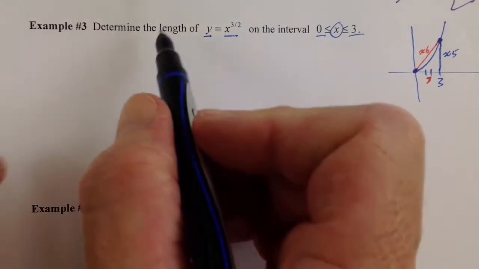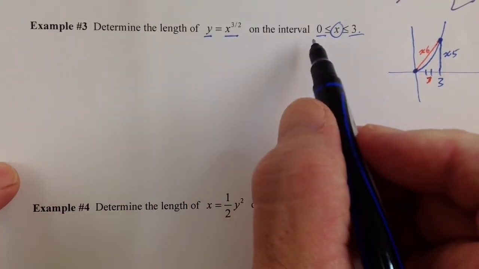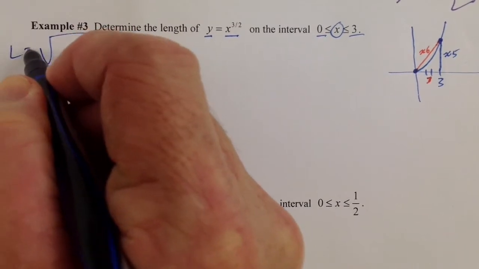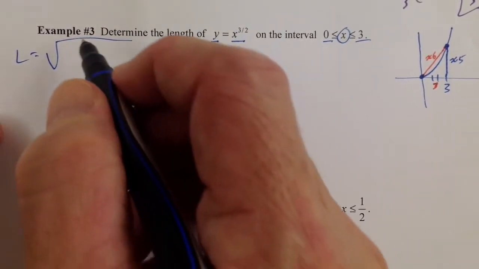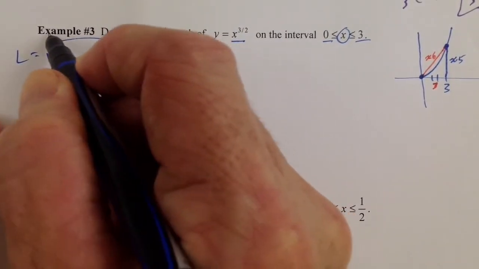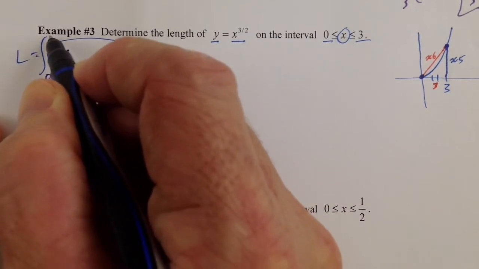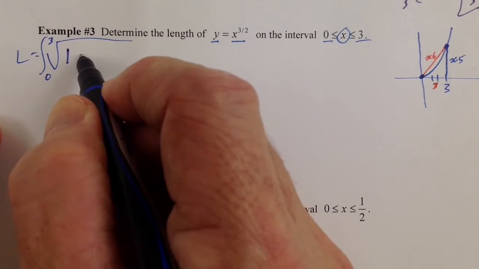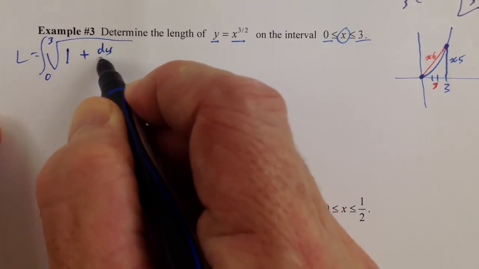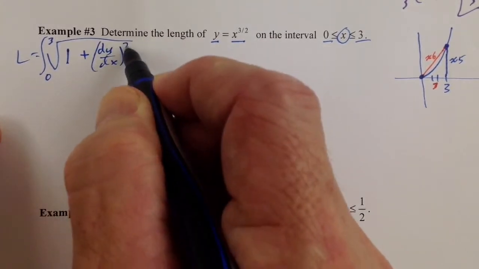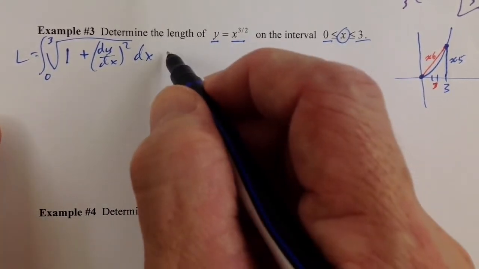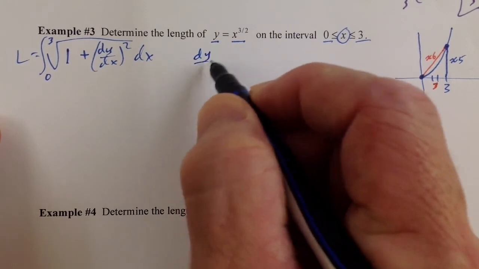All right, so the length of the arc. So again, we need to make sure we remember our formula. The length of our arc would be the integral from 0 to 3 of the square root of 1 plus dy dx squared dx. So let's make sure we get that. Okay, good. All right, well, let's find our dy dx.